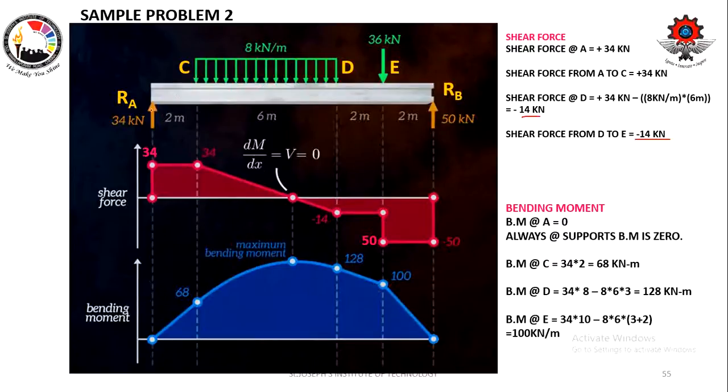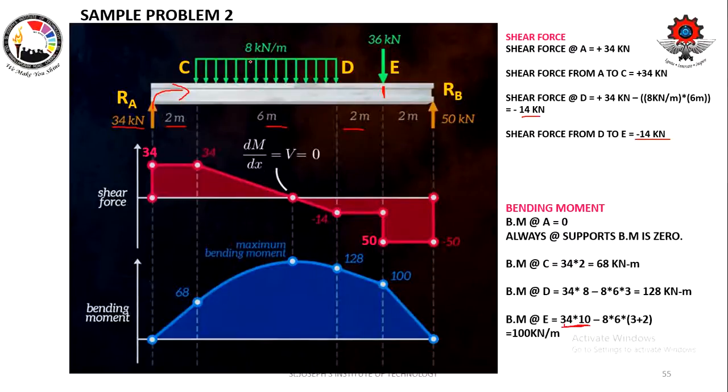Now finding the bending moment at E. What we are supposed to do? Take all the forces to the point E. So taking this RA, that is 34 kilonewton, it has to travel a distance of how much? 2 plus 6 plus 2 to reach the point E. So it has to travel a distance of 10 meters. So 34 into 10, that is what is given here.